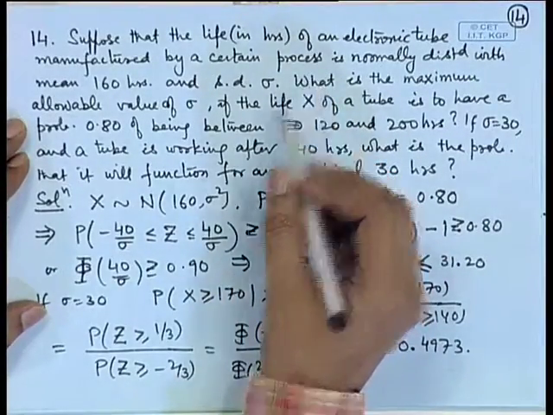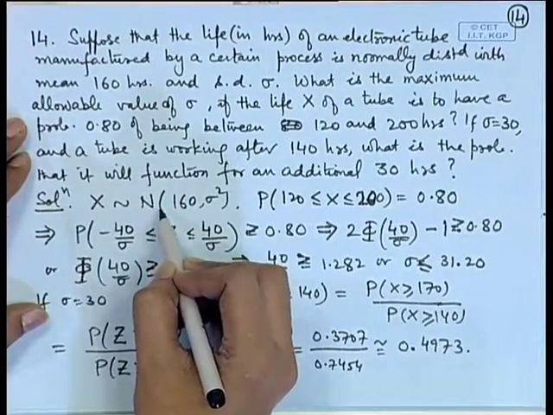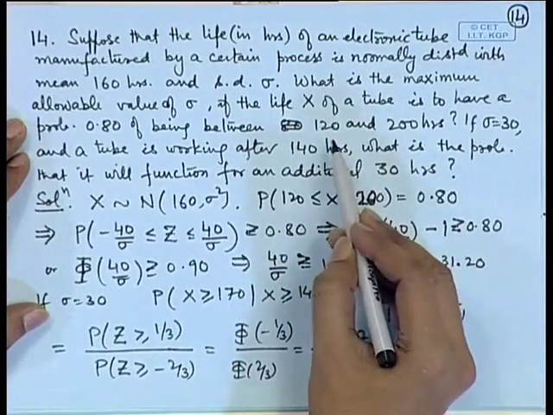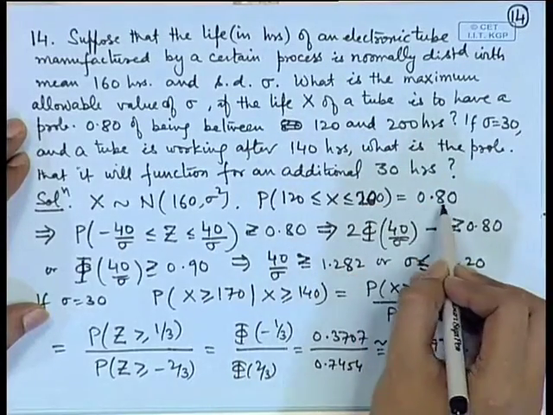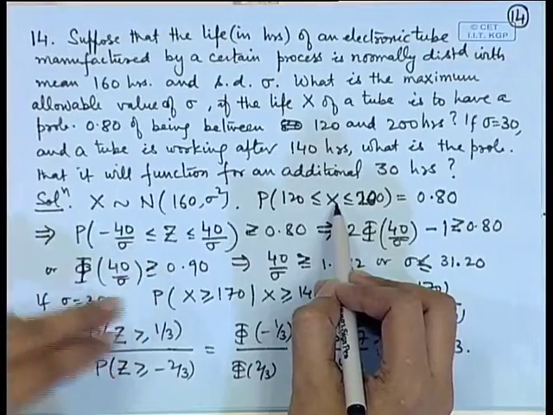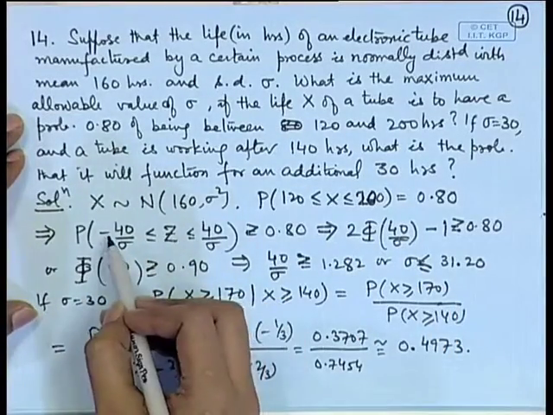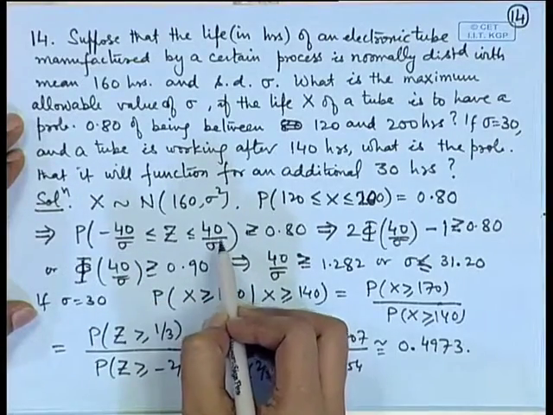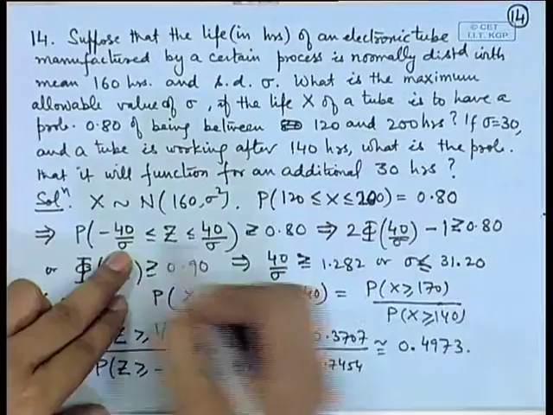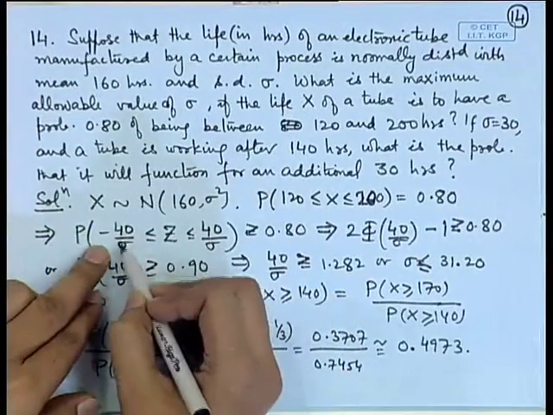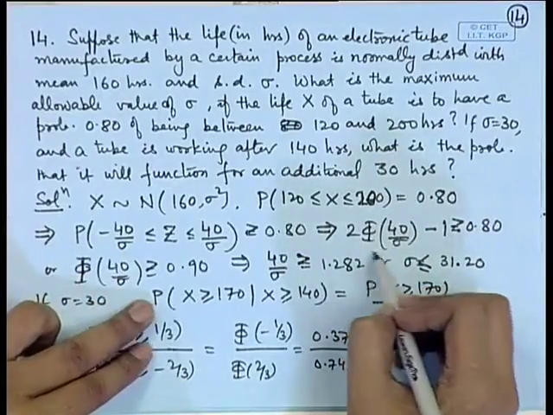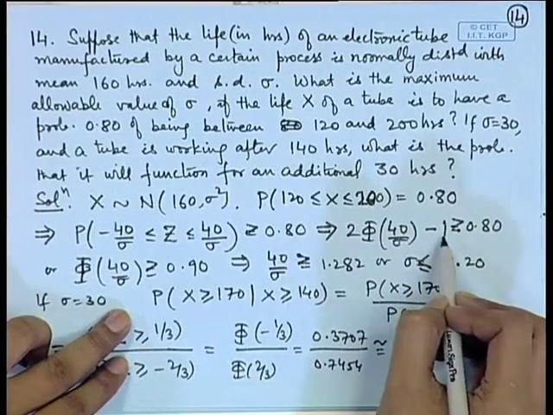In this particular case, if x is denoting the life, then x follows a normal distribution with mean 160 and variance sigma square. Now, it is given that the life is between 120 to 200 hours with probability 0.8. If we transform x to standard normal by subtracting 160 and dividing by sigma, this reduces to the probability of z lying between minus 40 by sigma to 40 by sigma. We want this probability to be at least 0.80. We can simplify this term: it is phi of 40 by sigma minus phi of minus 40 by sigma. We make use of the property that phi of t plus phi of minus t is equal to 1. So, this reduces to twice capital phi of 40 by sigma minus 1 greater than or equal to 0.80.